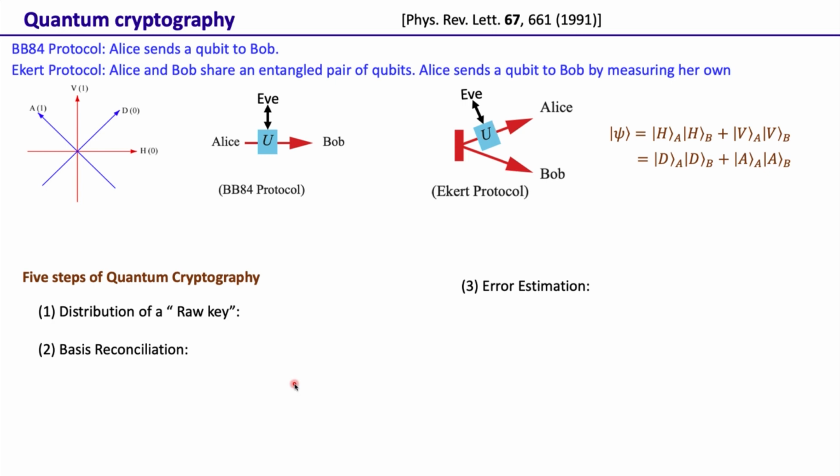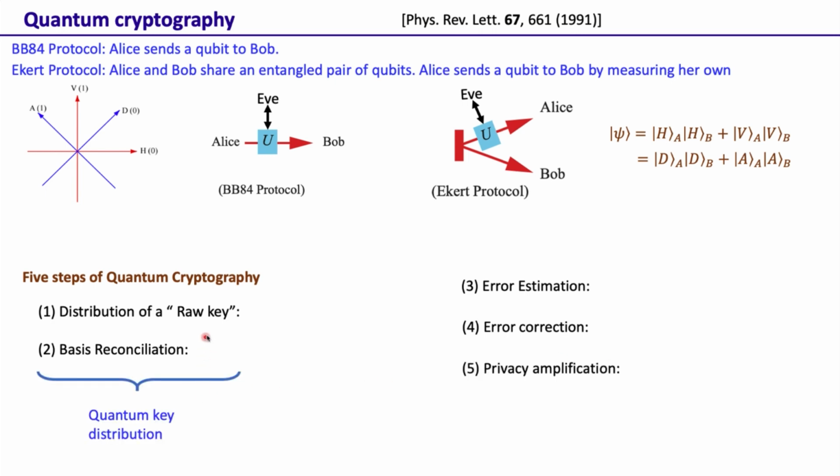After they have the sifted key, they estimate how much error they have, and then they do the error correction, and also what's called the privacy amplification. So these 2 steps are essentially what's quantum key distribution. These 3 steps are the same as in classical cryptographic schemes. This is done in even today's classical cryptographic schemes. So I'll basically focus on these 2 steps only.